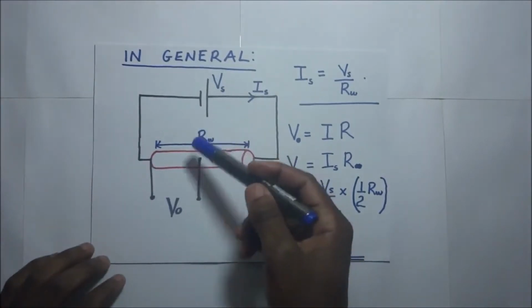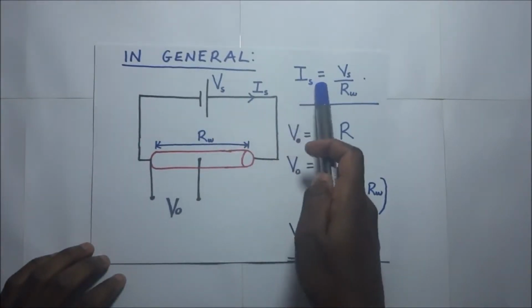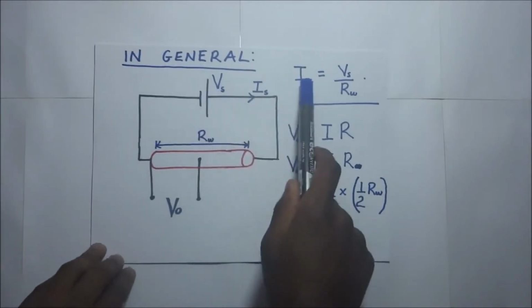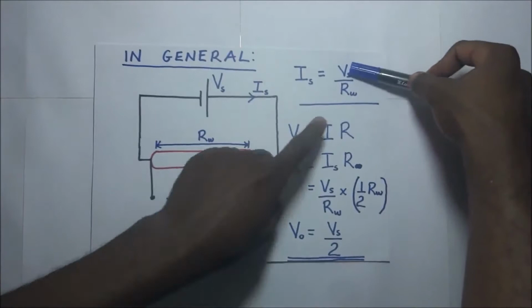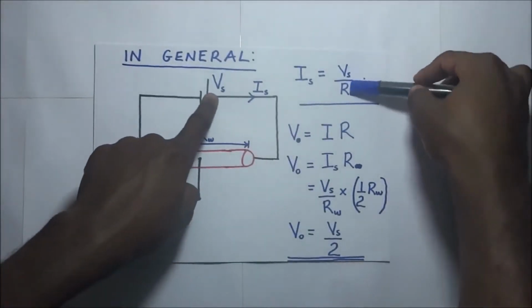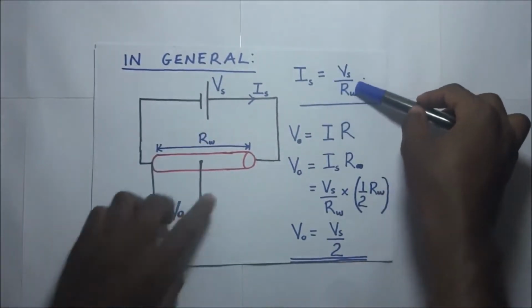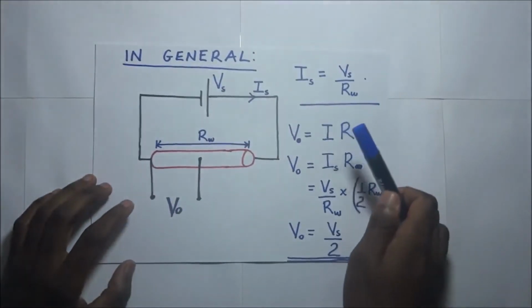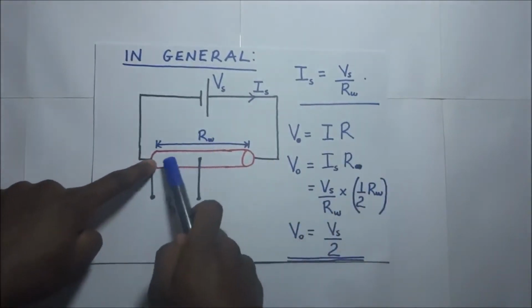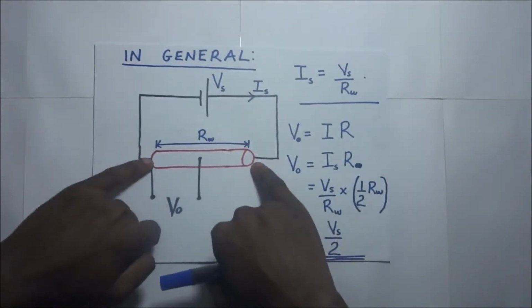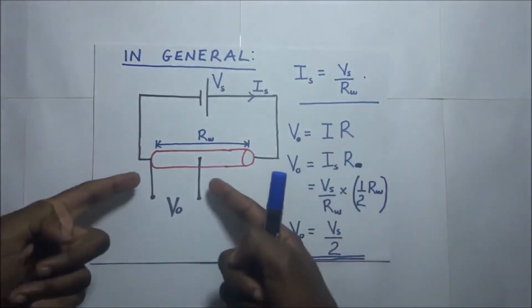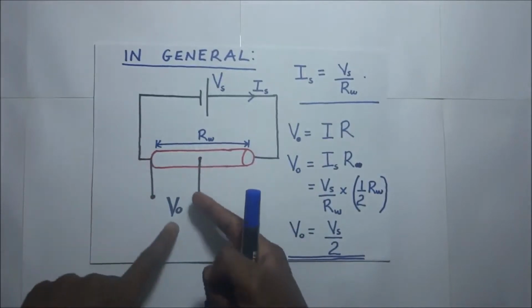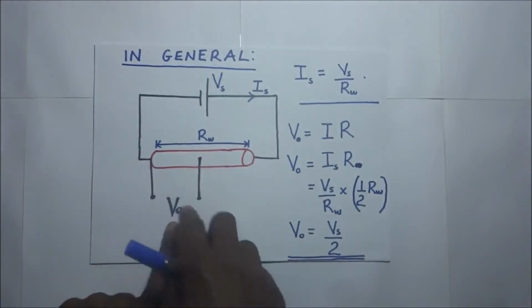The procedure in general terms would be that first we will have to find the current flowing through this. The current here, from Ohm's law, is going to be the EMF V over the effective resistance in the whole circuit. And in this case, the effective resistance in the whole circuit is RW, because we only have this in the whole circuit. So after finding the current, we can go ahead and find the potential difference across the section that they are requiring.